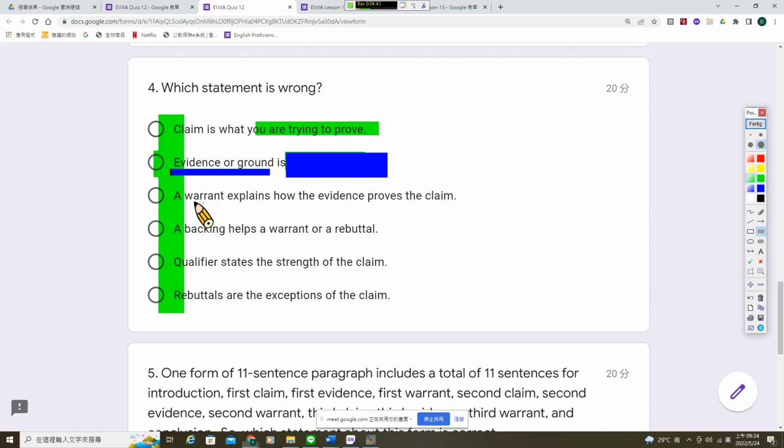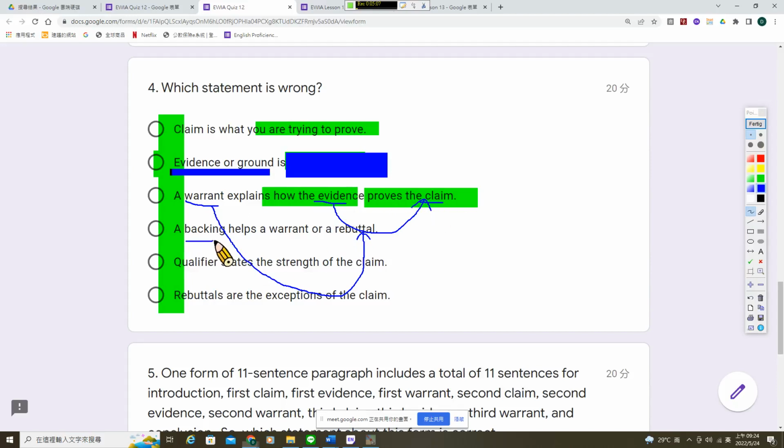Okay? And a warrant explains how the evidence proves the claim. So basically, it provides a link between evidence and claim. So warrant is to provide the supporting link for evidence and the claim. Okay, and the backing helps a warrant or a rebuttal. That is true because maybe you want to provide some additional reasons to say why the warrant can be used to support evidence to claim.